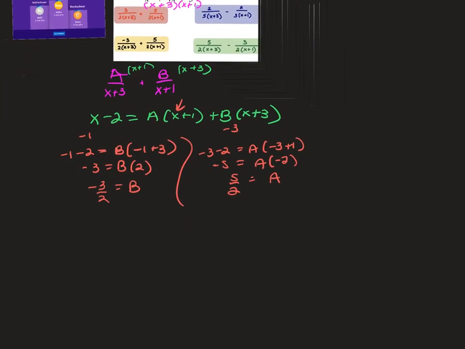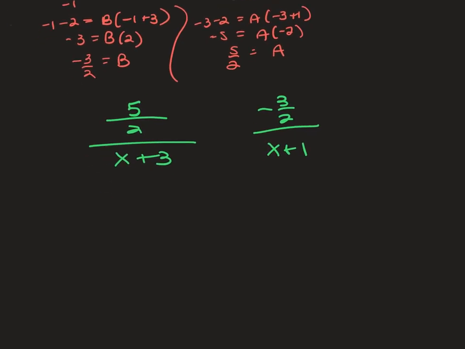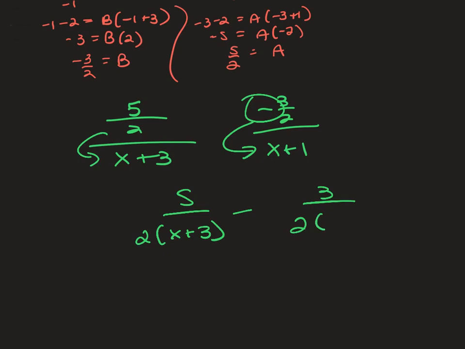So the 5 over 2 had to go over the x plus 3. And the -3 over 2 had to go over the x plus 1. And then these come down, and you can't leave this negative, so it's 5 over 2 x plus 3 minus 3 over 2 x plus 1.